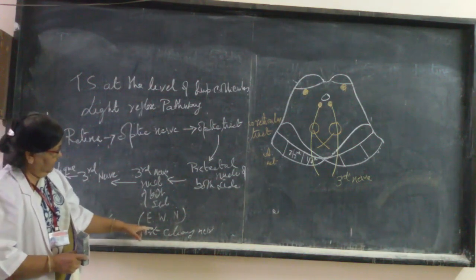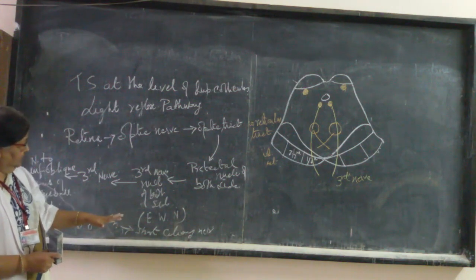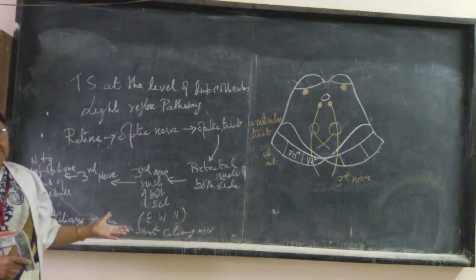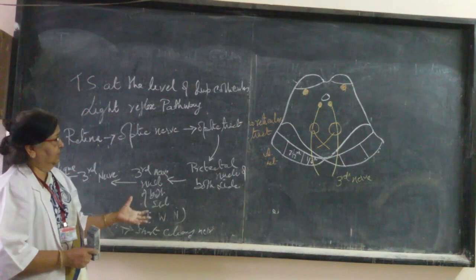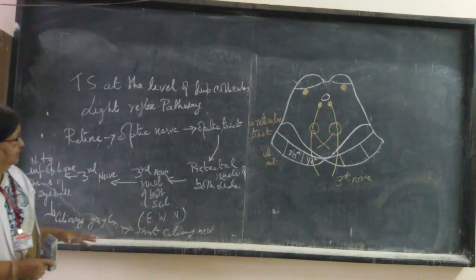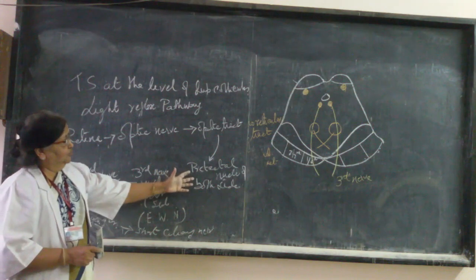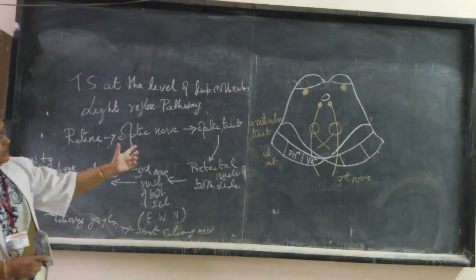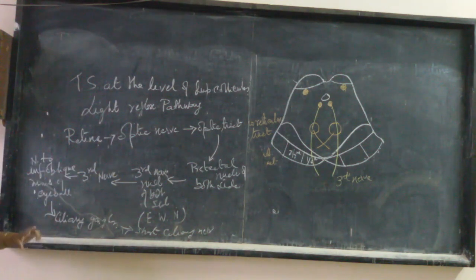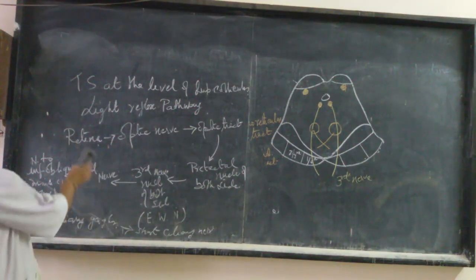In this way, the short ciliary nerves of both sides will enter the eyeball and act on the sphincter pupillae muscles of both sides. Since it is going to both sides, there will be constriction of the pupil of the opposite eye also, along with the constriction of the same eye. This is the light reflex pathway.